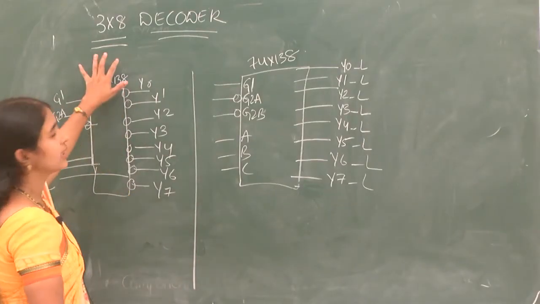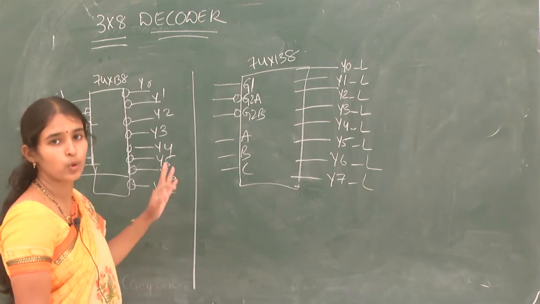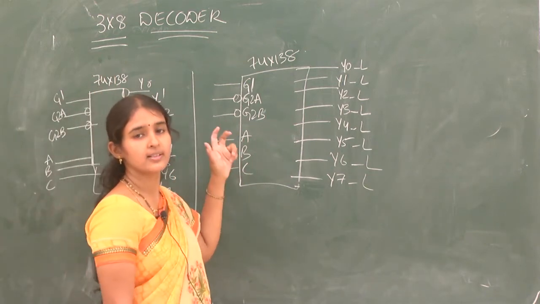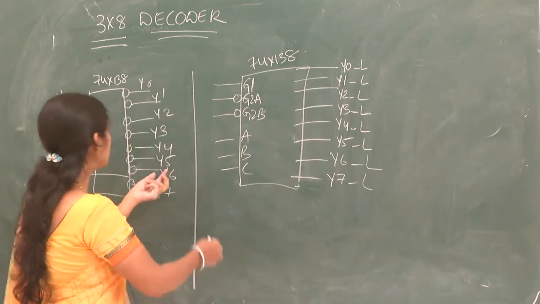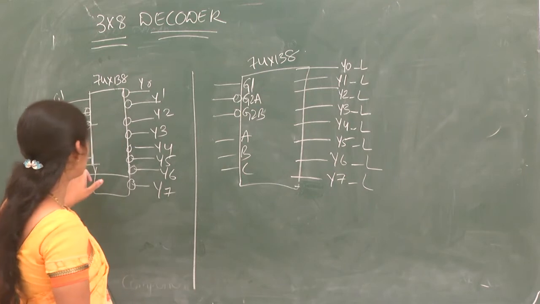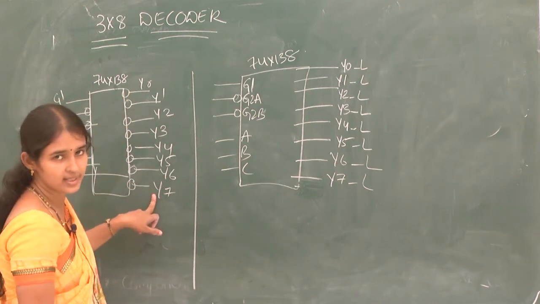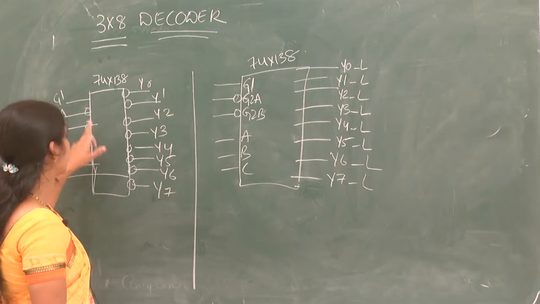Okay, coming here, 3 to 8 decoder takes only 3 inputs and provides 2 power 3 outputs, that is nothing but 8 outputs. Coming here, see here, it's like 74138 decoder. It is having 3 inputs A, B, C and providing 8 outputs Y0 to Y7. Okay. You are having 3 inputs.